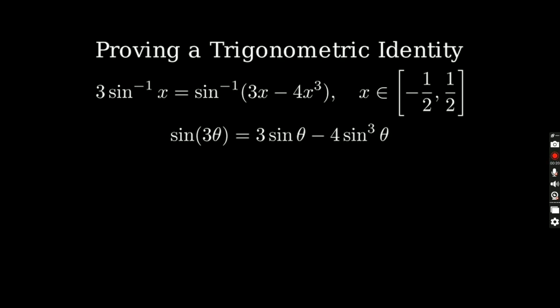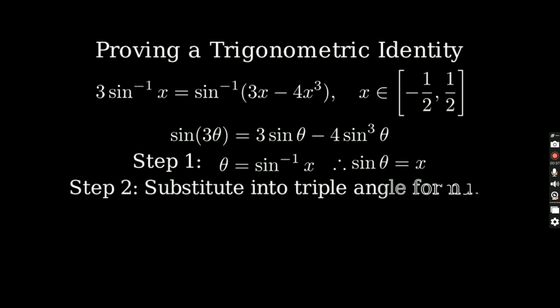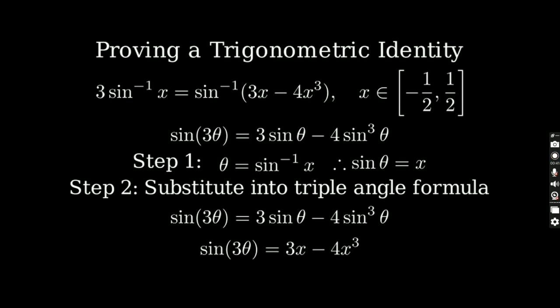The triple angle formula states that the sine of 3 theta equals 3 times sine theta minus 4 times sine cubed of theta. Let's approach this step by step. Step 1. We'll let theta equal the inverse sine of x. This means that sine of theta equals x. Step 2. Let's substitute this into our triple angle formula. Wherever we see sine theta, we'll replace it with x.